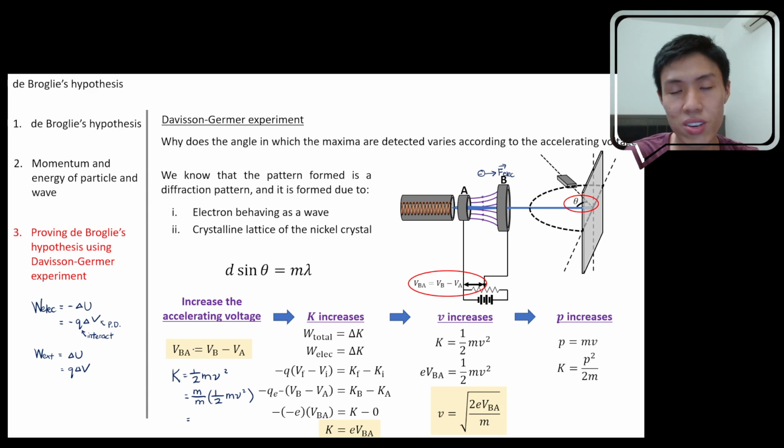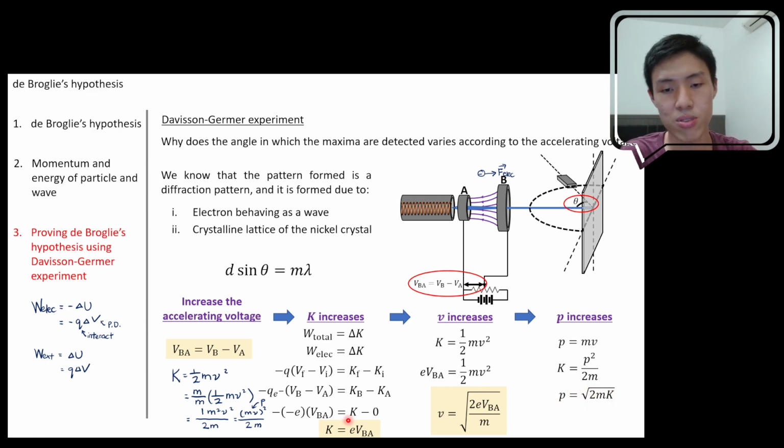m over m is 1, right? So you are not changing the equation, but you are making the equation into a new format, which is 2m underneath, then you have m squared v squared out there. Why do you want m squared v squared? Because you can now make it become (mv) squared over 2m, and this mv here is actually just p. So you change it to become p squared over 2m. So K is equal to p squared over 2m. If you rearrange it, p will be equal to the square root of 2mK. Just rearrange it, then K you can substitute with eV over here.